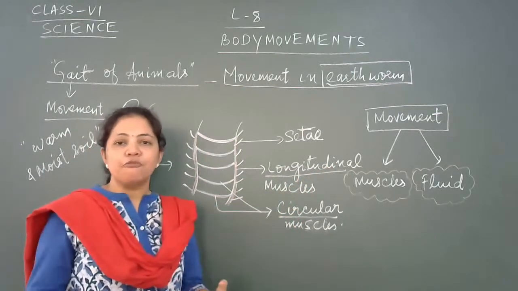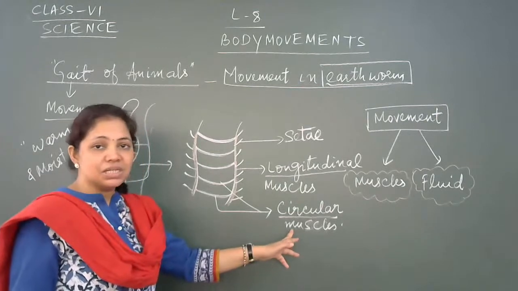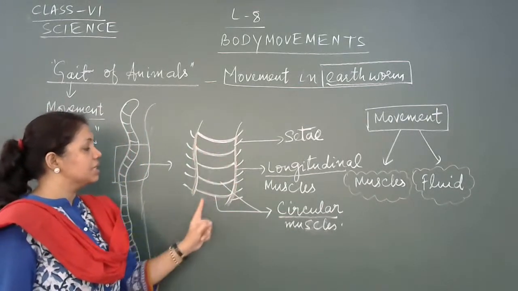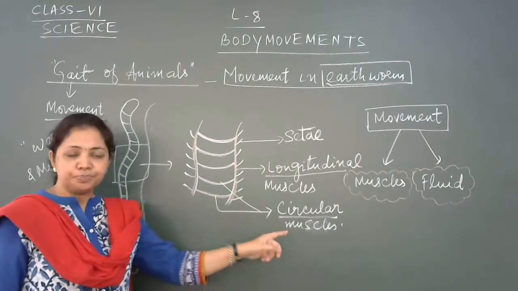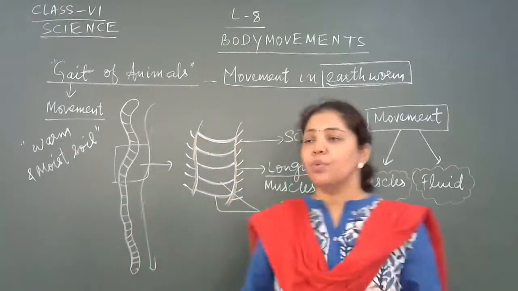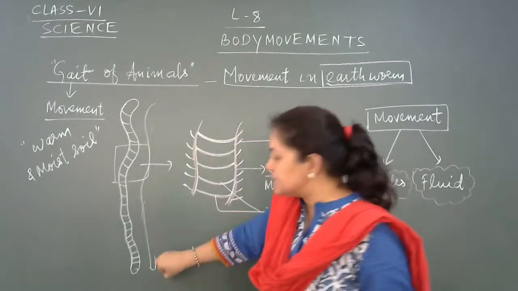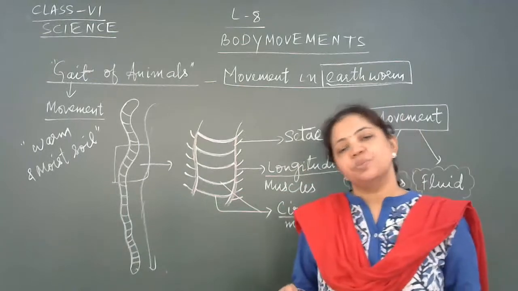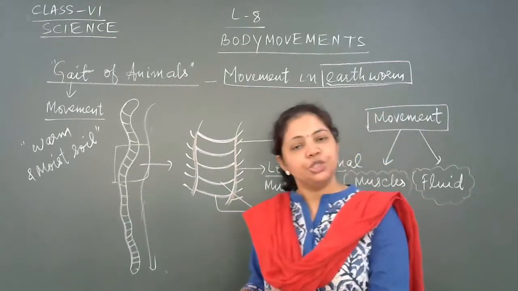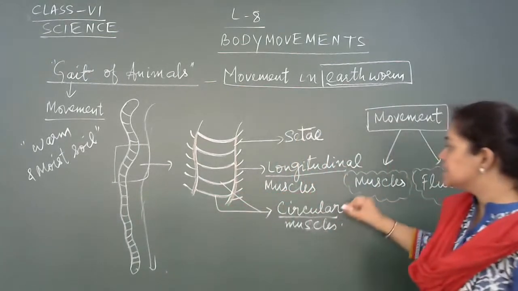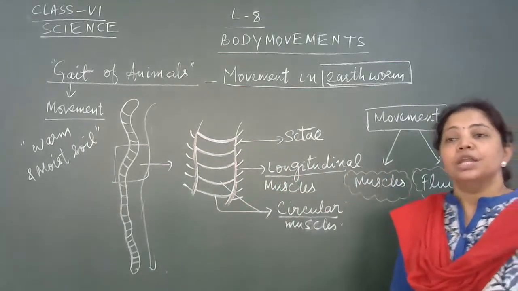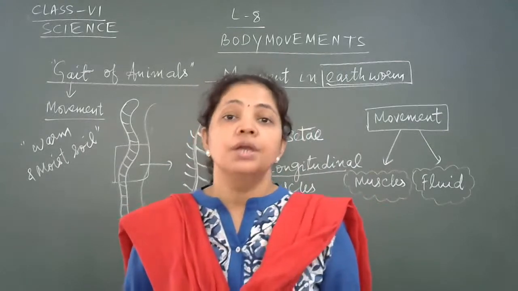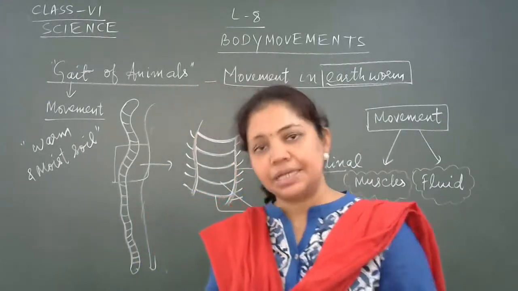And another type of muscles are called circular muscles. So these horizontal lines, these are representing circular muscles, right? तो अर्थवॉर्म की पूरी बॉडी में हेड से लेकर टेल तक पूरी बॉडी में ये दोनों टाइप की मसल्स प्रेजेंट होती हैं. That is longitudinal muscles and circular muscles. Right? Now these two muscles, they help an earthworm to move. Now how do they help? We'll discuss that a bit later.